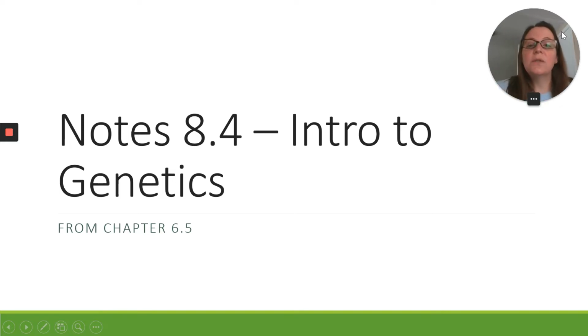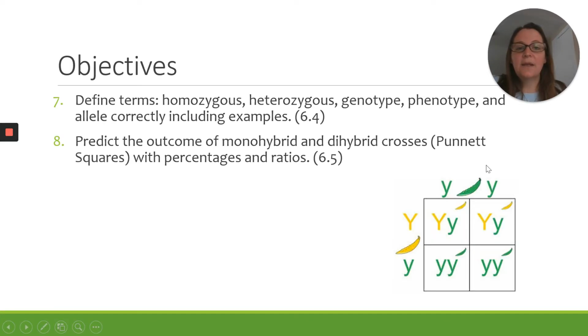We are going to talk about genetics. We're going to get into those Punnett squares that you enjoy so much. And here we go. The objectives for today are all of number 7. We'll cover each of these. And for number 8, we'll cover the monohybrid crosses today, which look like this with the 4 squares, and we'll get into those larger, more complex dihybrid crosses next time.